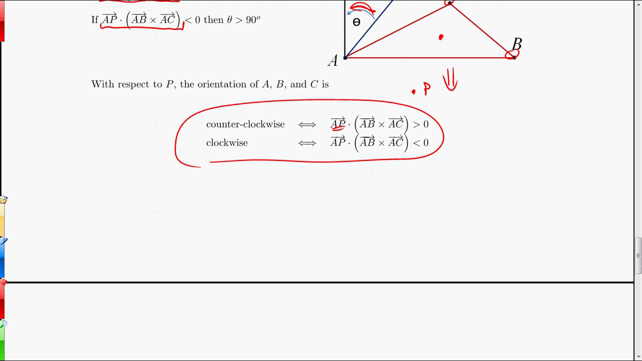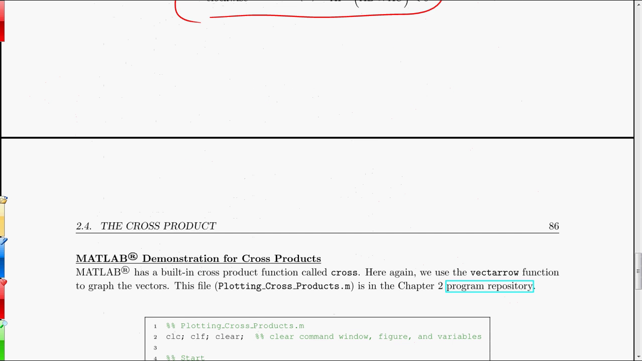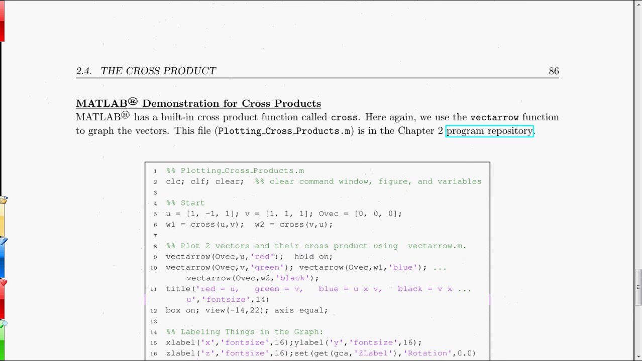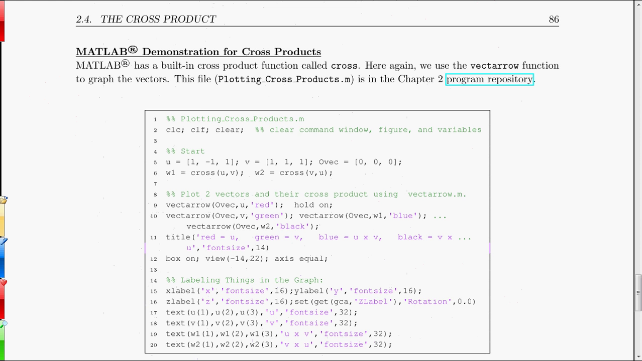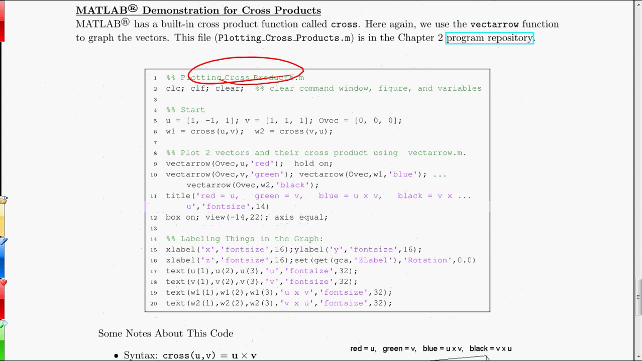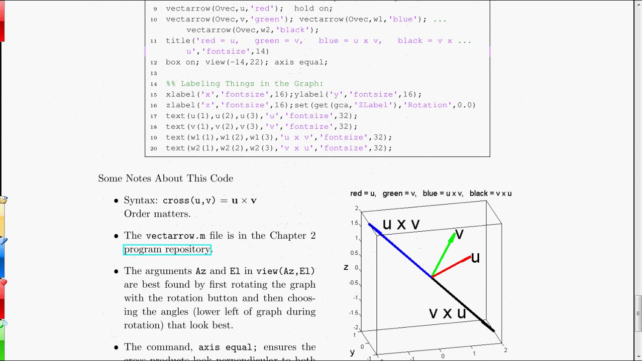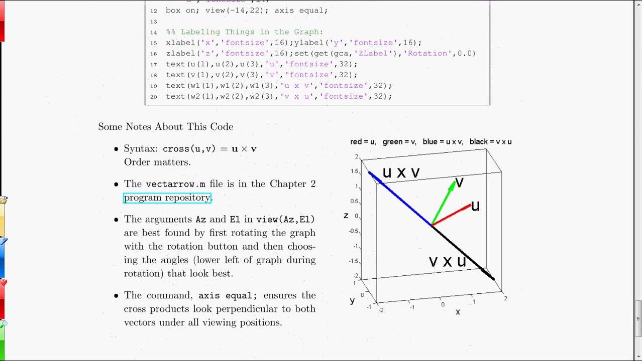If this was more of a physics type of course, we would use the torque. But let's see. Oh, and our next one, MATLAB. We're just going to plot some cross products, right? And basically what I'm generating with this sequence of code, and what you should do, is go to the repository and download it and run it.